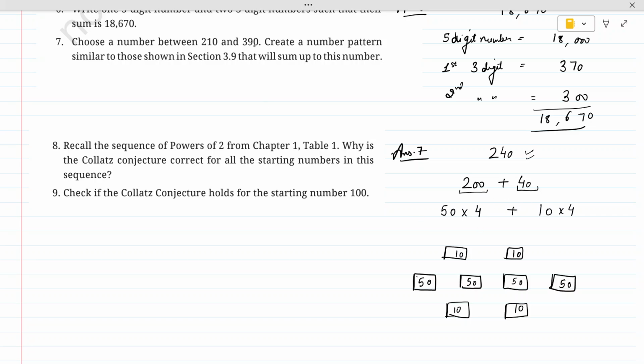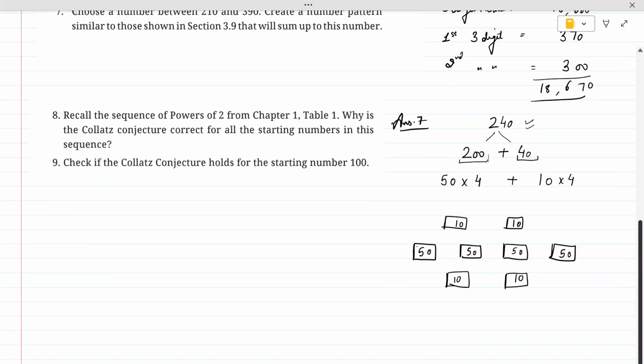Since we had to take any number in this range, I took 240. I have broken it into two parts, this one. And then further, I have broken 200 into 50 into 4 and 40 into 10 into 4. And this is the pattern which is required. Okay, so this is done.